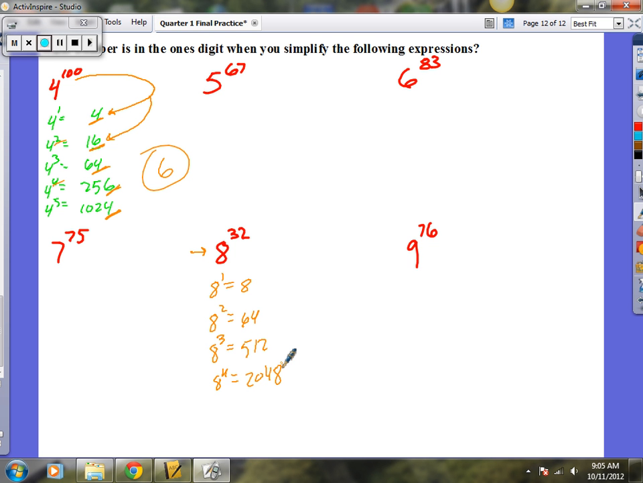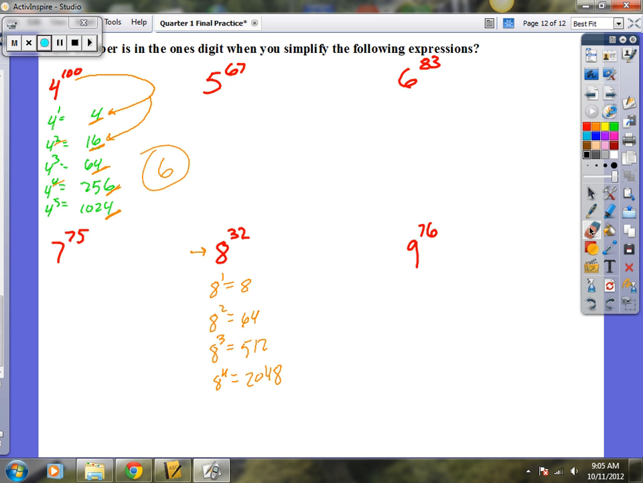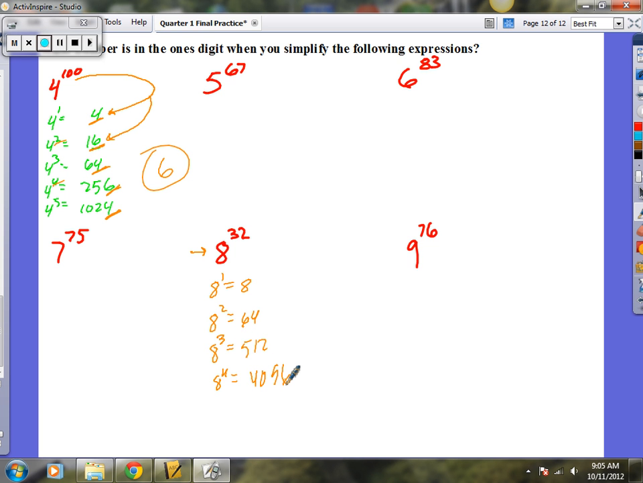So am I on to something? Let me check real quick. 8 to the 1 is 8. 8 squared is 64. 8 cubed is 512. 8 to the 4th. Oh, I did mess up. 8 to the 4th is not 2048. 8 to the 4th is 4096. All right. 8 to the 5th is 32768. Now I think I'm on a pattern.